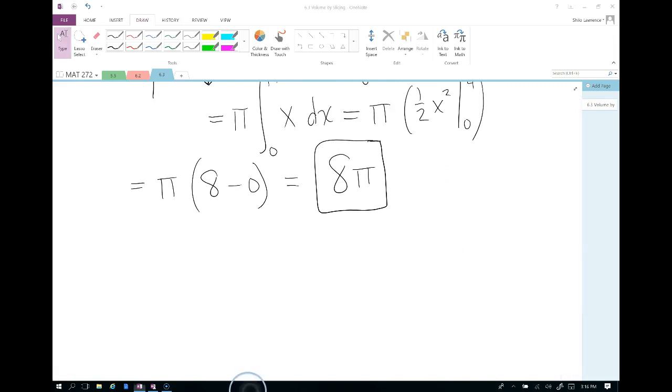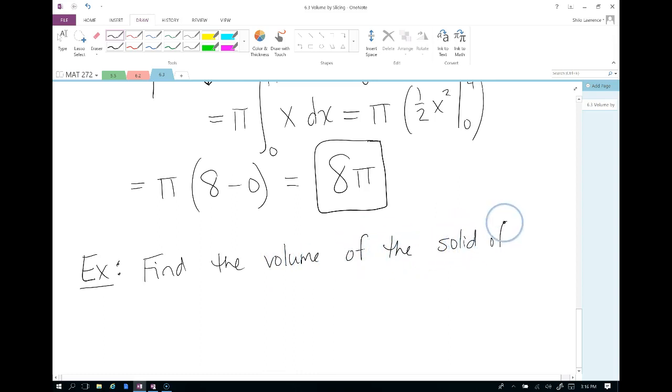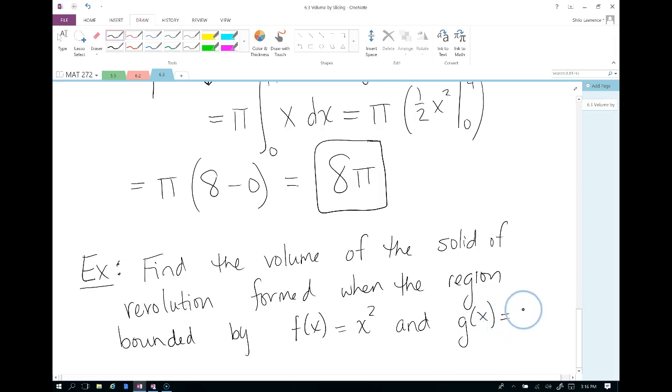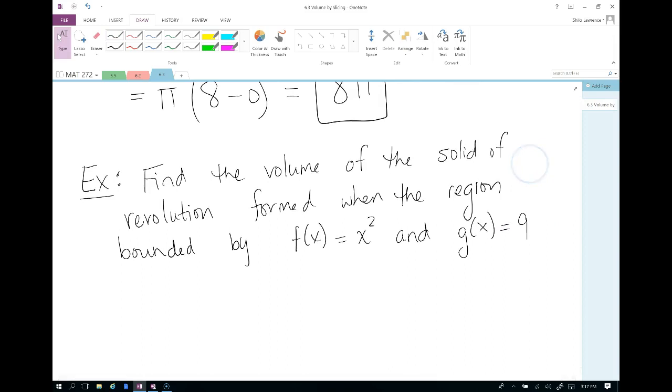And we're going to look at one more real quick. This one's a little bit trickier. We're going to find the volume of the solid of revolution formed when the region bounded by f of x equals x squared and g of x equals 9 in the first quadrant is revolved about the y-axis.